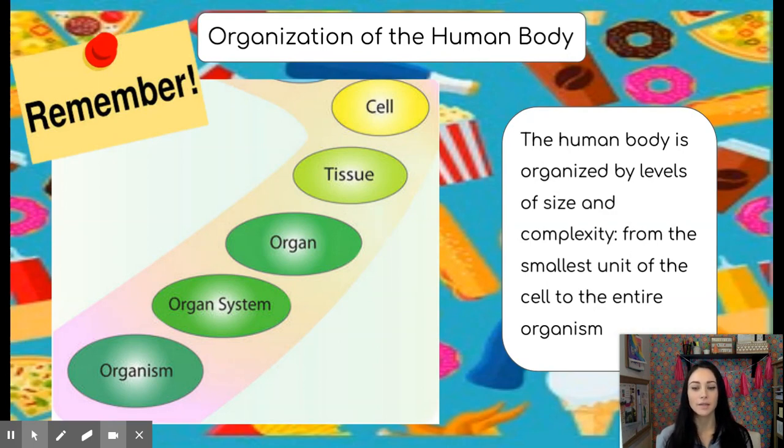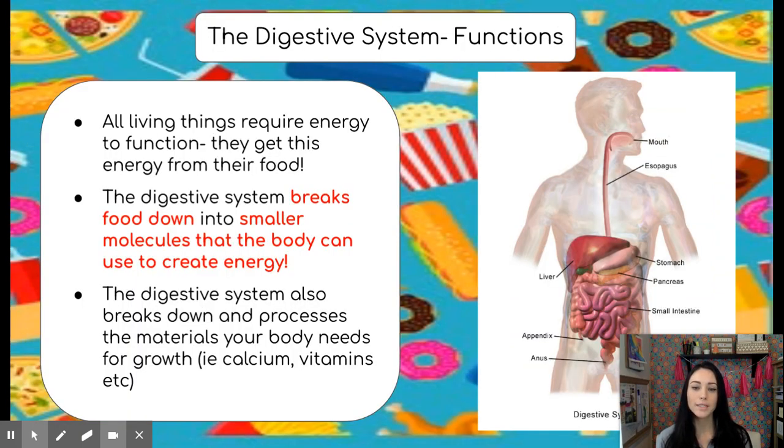As a review, we remember that the human body is organized in levels of hierarchy based on size and complexity, all the way from the smallest individual unit of the cell all the way up to the entire organism. We know that cells form tissues and tissues form organs. We then know that organs come together and work together in organ systems to perform functions. We know that each organ system is made up of a specific set of organs that perform a specific set of functions or jobs for the body.